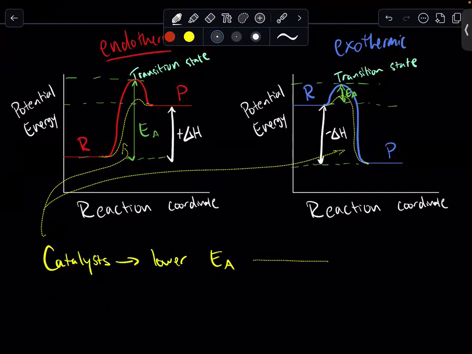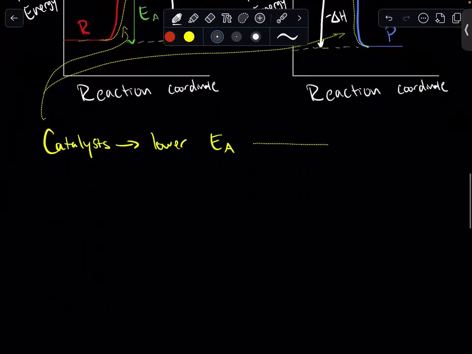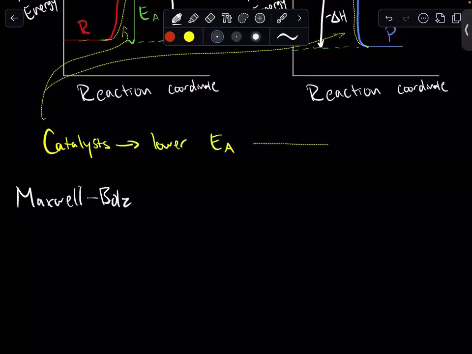So how do we actually utilize this stuff? Well, here comes what we call the Maxwell-Boltzmann distribution.